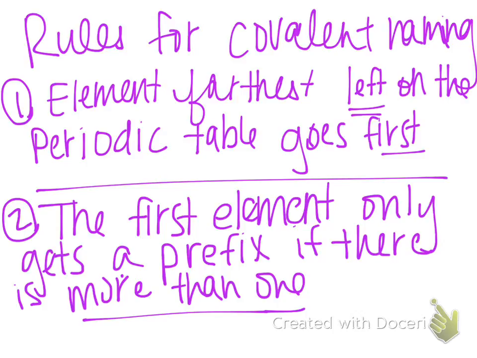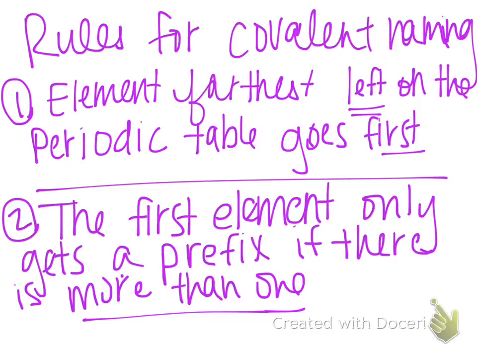Okay, so in the example of carbon dioxide, we're not saying monocarbon dioxide. We're just saying carbon dioxide. If it was C2O2, we would call it dicarbon dioxide. Does that make sense? The first element only gets a prefix if there's more than one of them. So if it's a mono at the beginning, you would leave that off. All right. Questions so far about these first two rules?